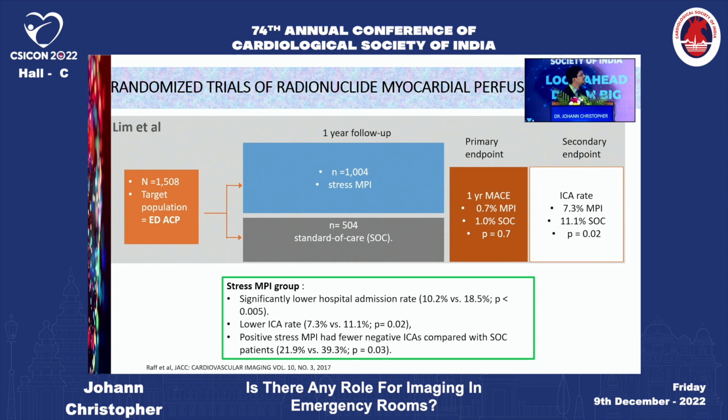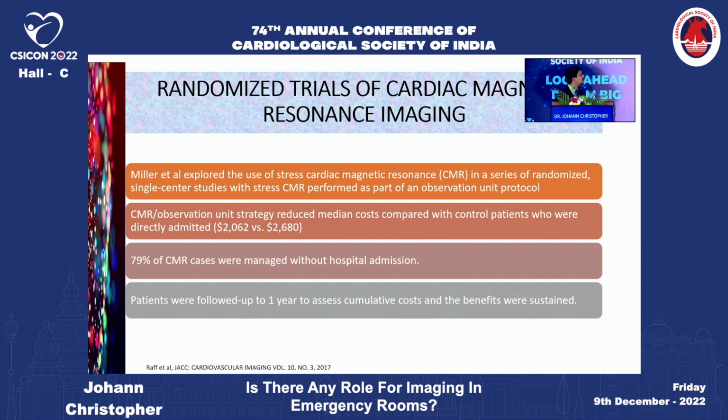And what they did see was that in the MIBI group, they had a significantly lower hospital rate. The rate of invasive catheter angio was also lower. But what was more interesting is that when you had a positive scan, the rate of negative angios, we know that they are almost 40% in some trials, were very, very few compared to standard of care. So a much more cost-effective and efficient use of technique.